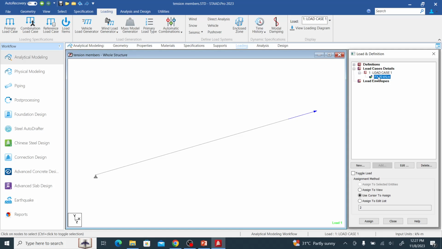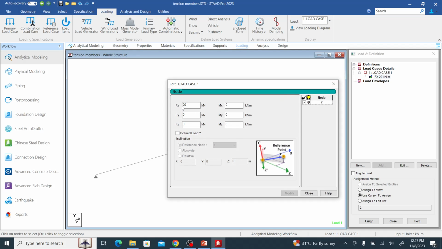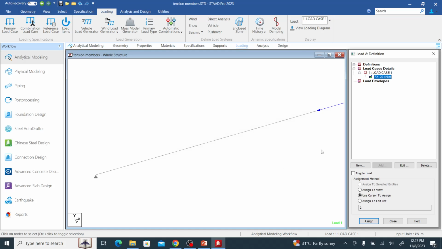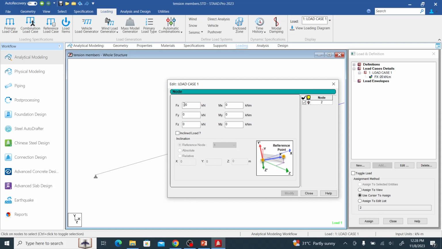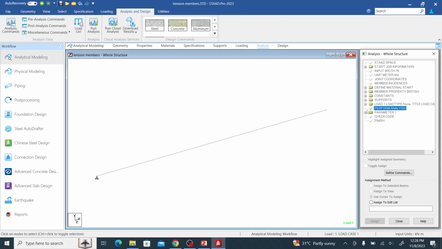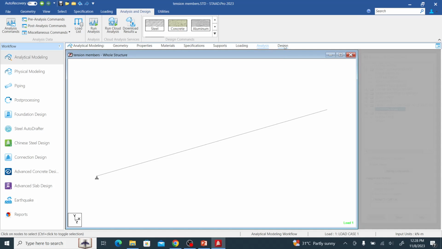If I change it to negative 20, see what I'll get. Negative 20, modify, yes. You can see it's compressive already, which is not what I want. So I'll change it to positive, which is tensile. Okay, modify, close. The next thing I need to do is analysis. So perform analysis, then design.